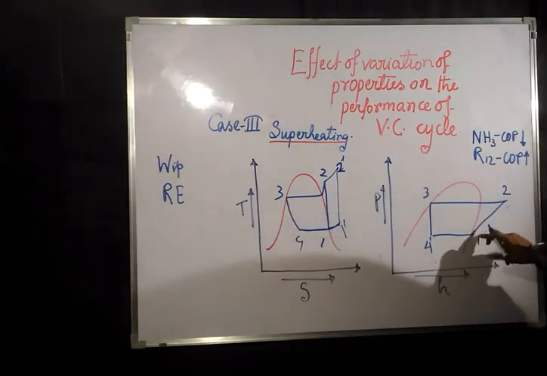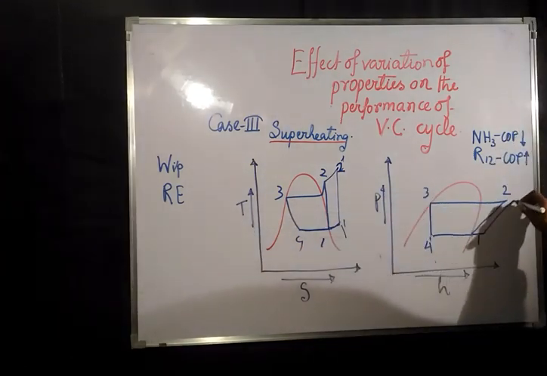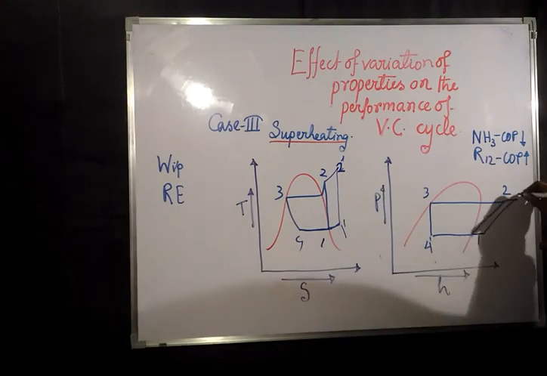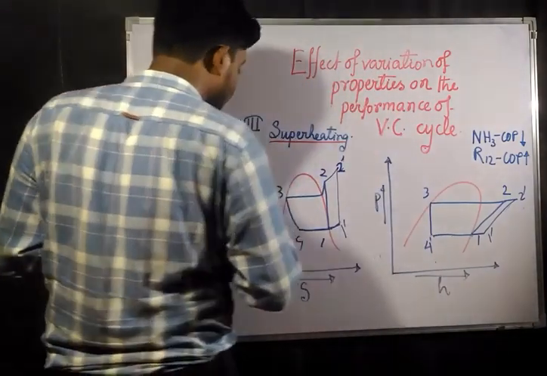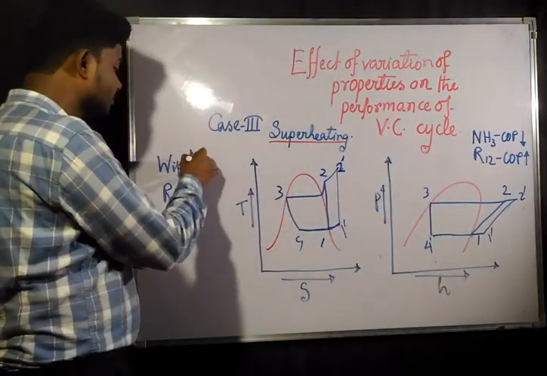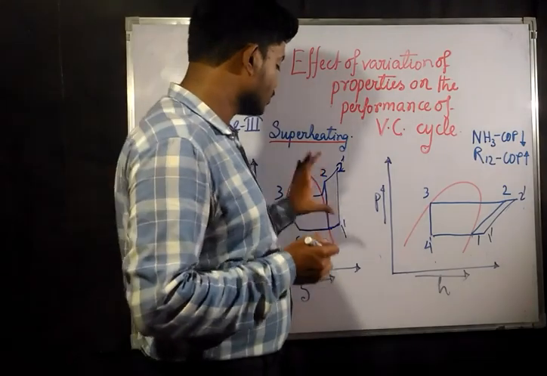So from here you can see the work input is going to increase now. Similarly from here also, now you are superheating this. Superheating this means this is going to be your new 2 dash and this is going to be your new 1 dash. So from here you can easily say that work input is going to increase now.